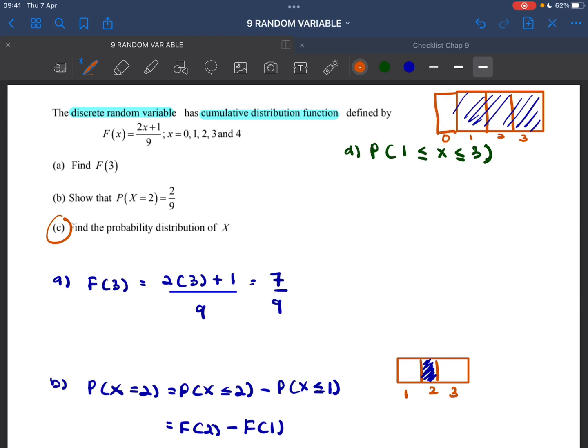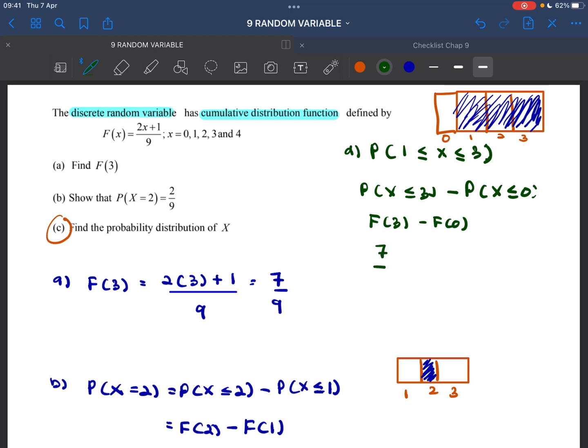0. Okay, so how are we going to do this? So everything, we start from the biggest. That means we have P(x less than or equals to 3). Start from the biggest here. Minus by the white color here, which is minus P(x less than or equals to 0). So that's going to be F(3) minus F(0). And here just substitute. F(3) is 7 over 9. F(0) is 0 plus 1 over 9. And you'll get the answer 2 over 3.